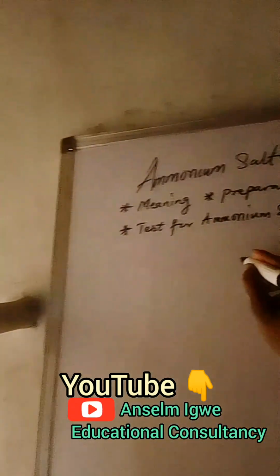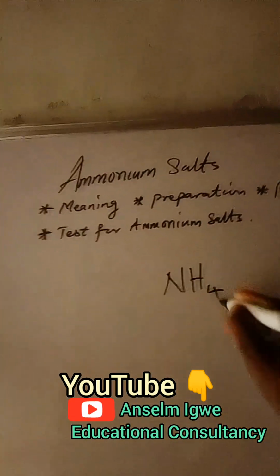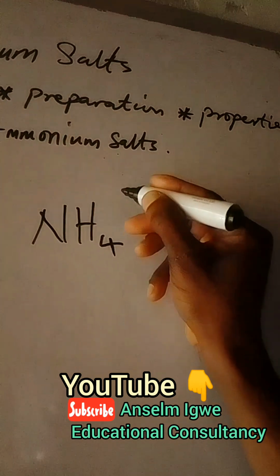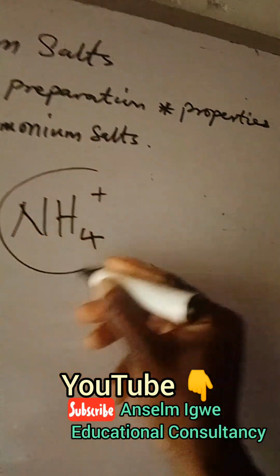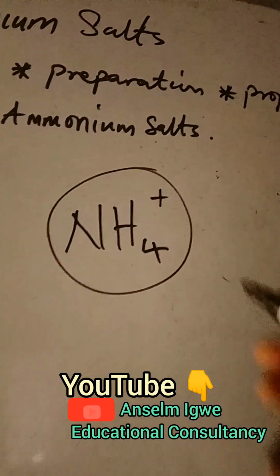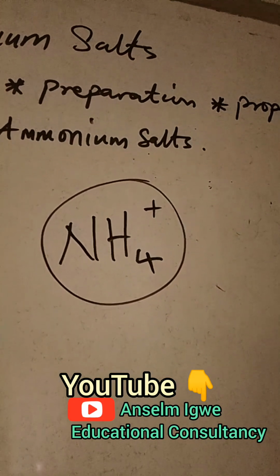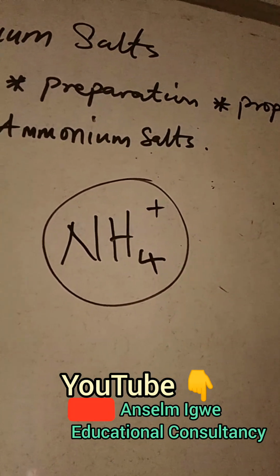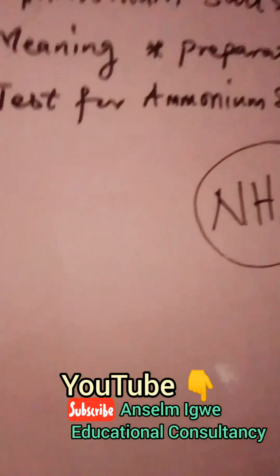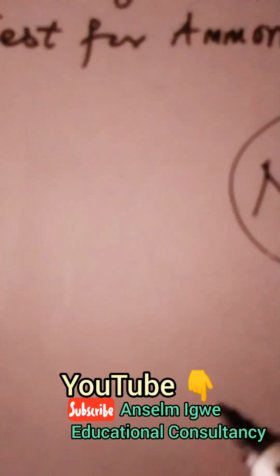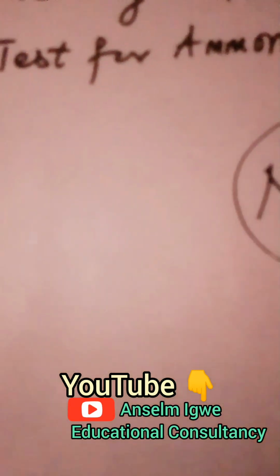That is, NH4+. Any electrovalent compound containing ammonium ion is an ammonium salt. Let me bring your mind back to how salts are formed by neutralization.